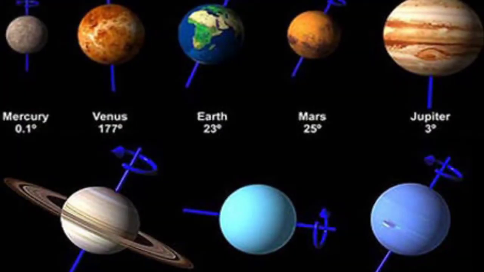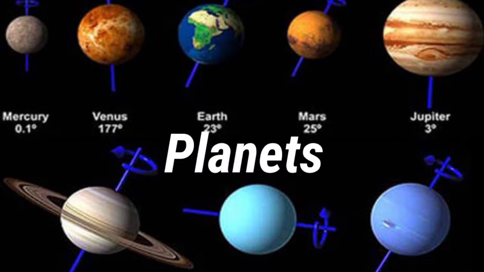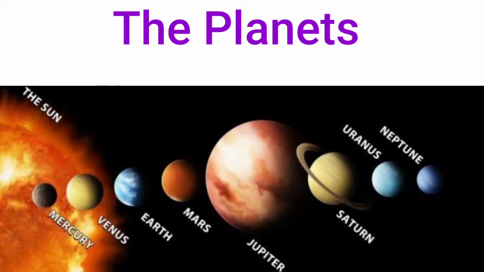Now let's understand planets. A planet is a large round object in space that moves around a star. The planets reflect sunlight that is incident on them. They have no light of their own, so they do not twinkle like the stars. There are 8 planets in the solar system. In order of increasing distance from the sun, these planets are Mercury, Venus, Earth, Mars, Jupiter, Saturn, Uranus, and Neptune.